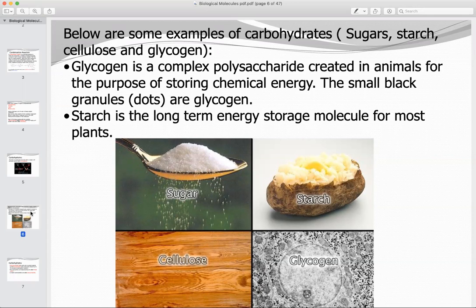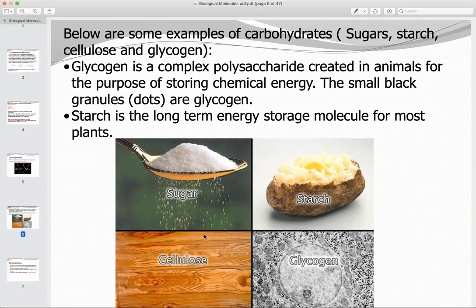Glycogen is a complex polysaccharide that's created in animals for basically storing energy, all right? These are long-term storage molecules. We get these carbohydrates mostly by consuming foods in the form of starches and sugars, all right? Glycogen is our storage form, and then we got this guy here, cellulose.